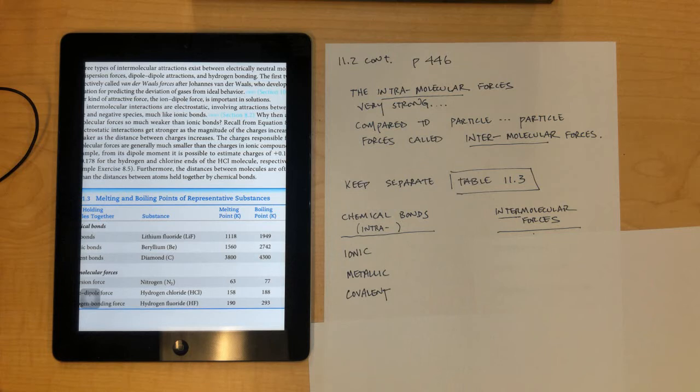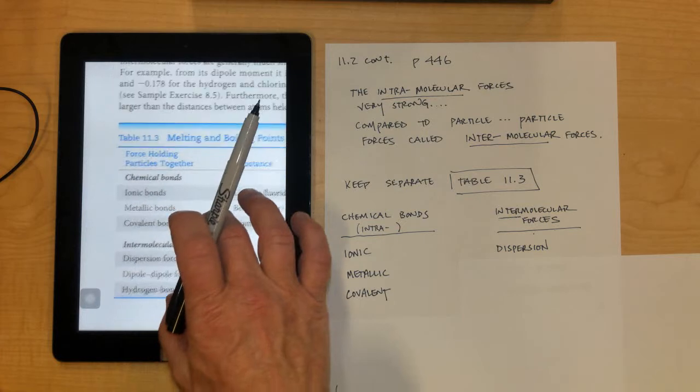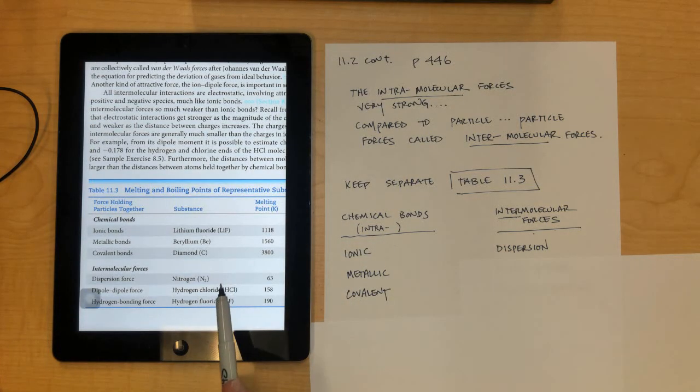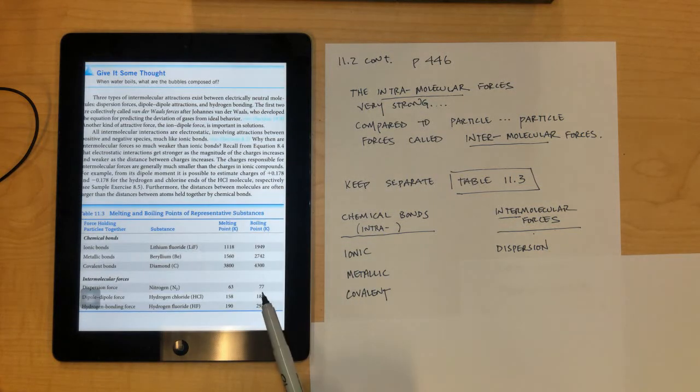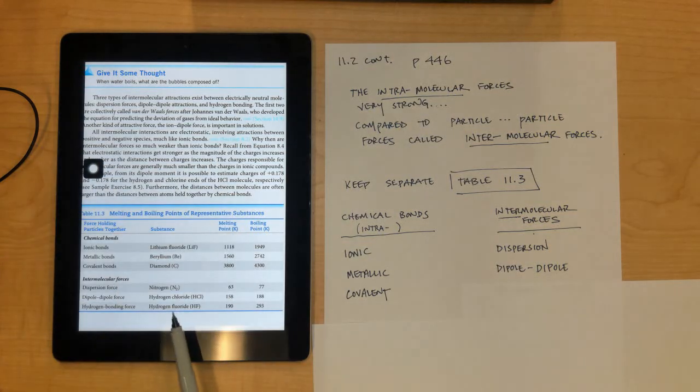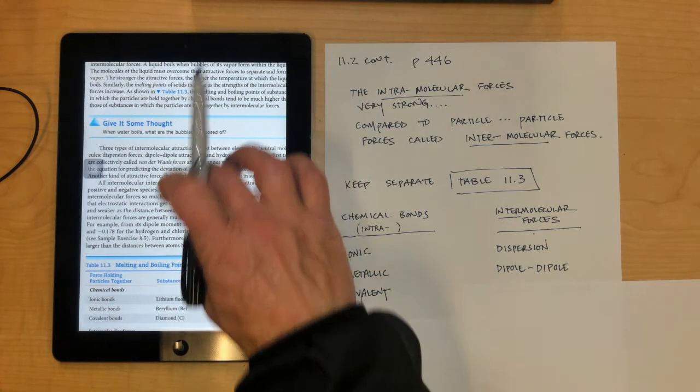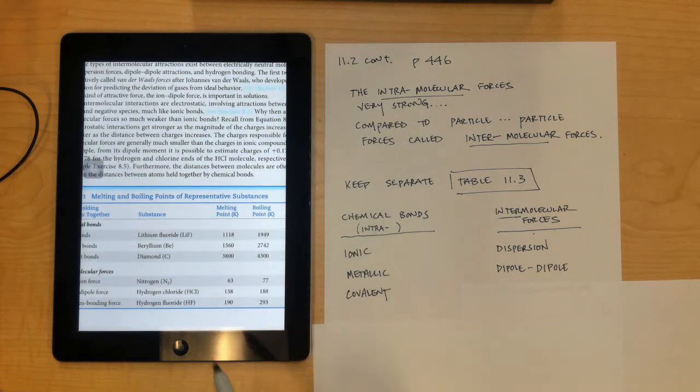Super, super high. Whereas things that are held together by intermolecular forces might be held together by something called dispersion forces. Dispersion forces hold nitrogen molecules to nitrogen molecules. And you can see that those would boil at 77 Kelvin. That's why liquid nitrogen is pretty cold. Others might be held together by dipole-dipole forces. And you can see in this one we've got dipole-dipole forces of hydrogen chloride molecules, just like we had up in this picture right here, this little red dashed line. And that, of course, has a boiling point that's much lower than something like diamond.